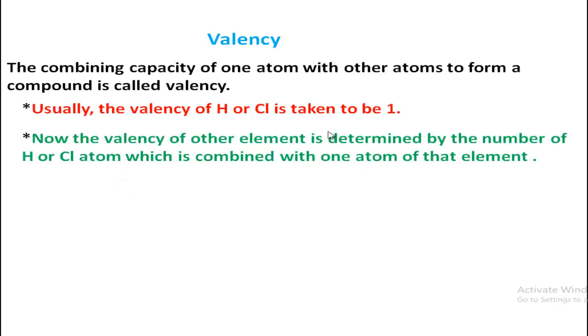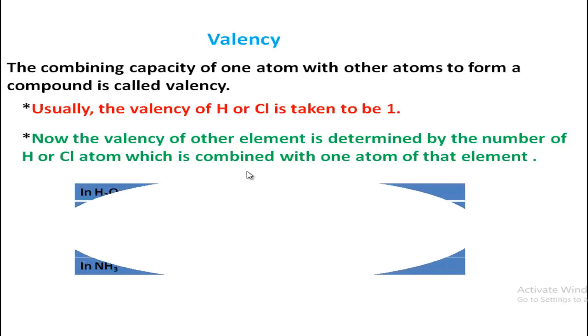So how can we determine the valency of other atoms? It is determined by the number of hydrogen or chlorine atoms which are combined with one atom of that element. That means when hydrogen or chlorine attaches with another atom to form a compound, then the number of hydrogen or chlorine atoms that one atom of that element combines with will be the valency of that atom. Follow the example.